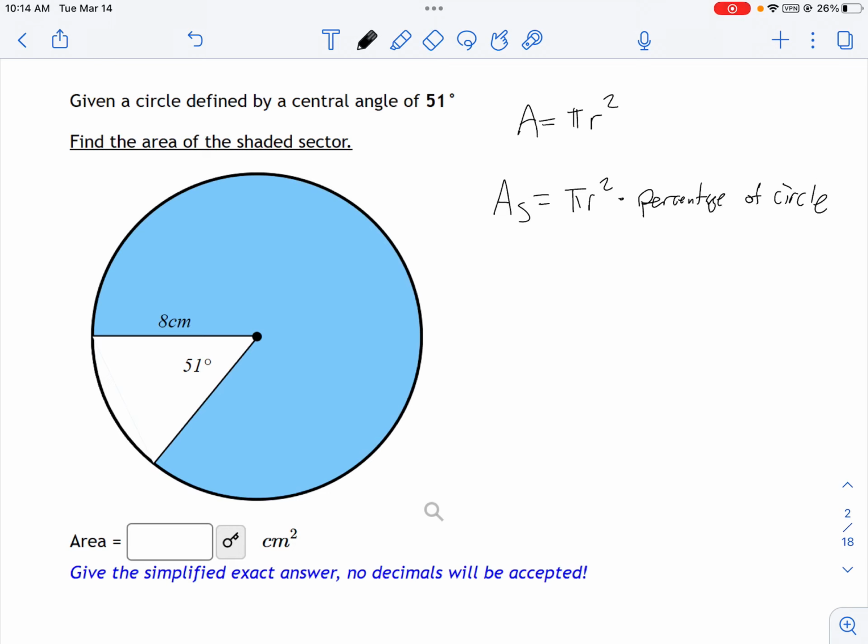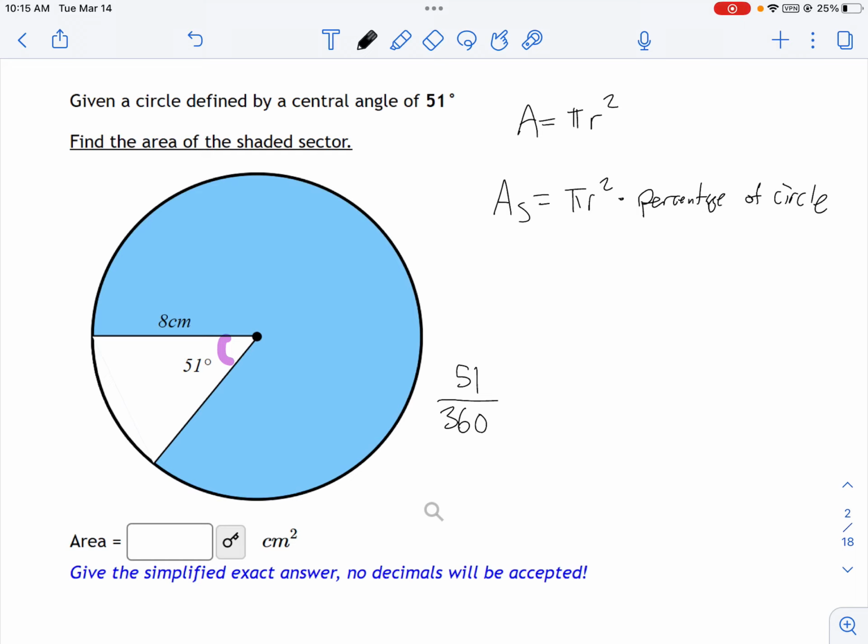For example, we're given 51 degrees. That means that you have 51 of the entire time around the circle is what that little white section is. Think about it this way: how far around in degrees is it around a circle? All the way around is 360 degrees, meaning that the white sector there is going to be 51 out of 360.